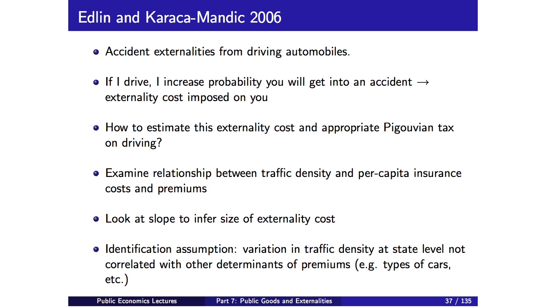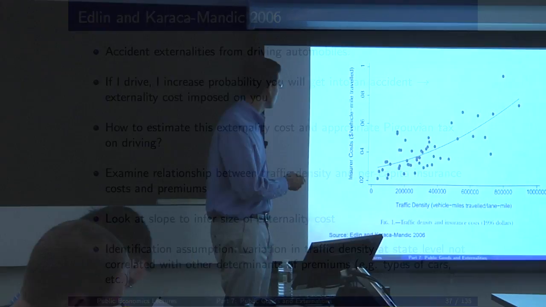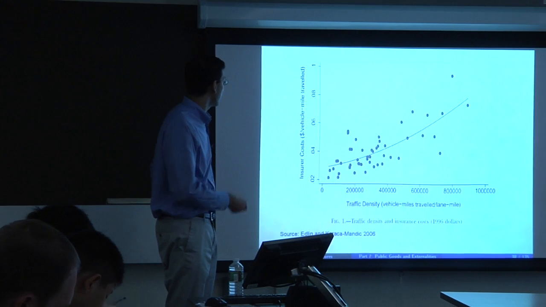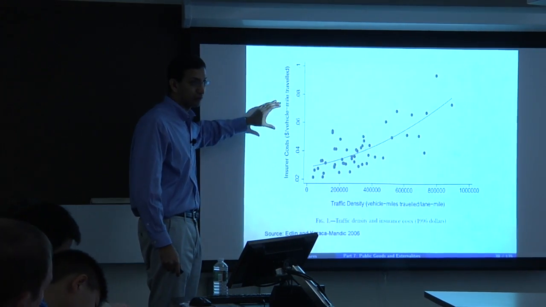And you can think about how you try to handle that. So let's just look at the basic cross-sectional pattern, which conveys the idea. So this is a plot of insurer costs, so a dollar charge per vehicle mile traveled, okay?